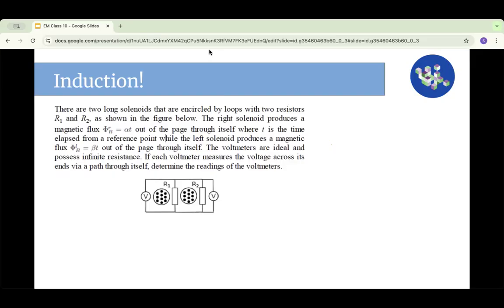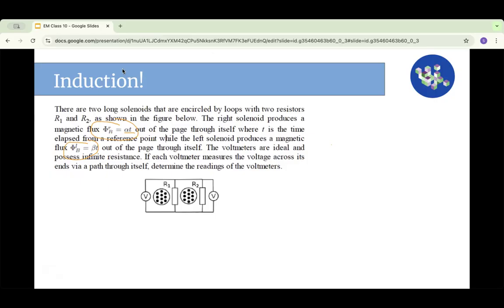All right, let's go over this problem. Okay, so let's take a look here. We have the right solenoid. It produces this flux over here, coming out of the page, and the left solenoid is also producing a flux that's coming out of the page, right? And notice that the flux is alpha times the time, meaning that the flux is increasing out of the page.